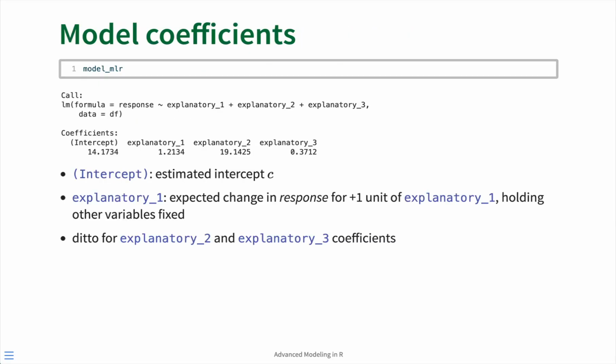So if you were just to print out the output of the LM function, which we've saved in this variable model_MLR, it would print out the coefficients. So we can see that we have the value of the intercept that the LM function has found, and we also have a slope for each one of the explanatory variables. Each of these represents how we would expect our predicted value of the response to change if we were to increase one of those explanatory variables by 1 unit if the other explanatory variables were held constant.